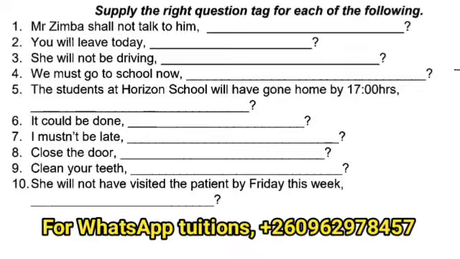Number 3, she will not be driving. So you check very well. This sentence is already in negative form because of the word not. So you extract the word will. Now the question tag will not possess the negative part. The reason being the original sentence is in negative form already. So no need to introduce the negative to the question tag.